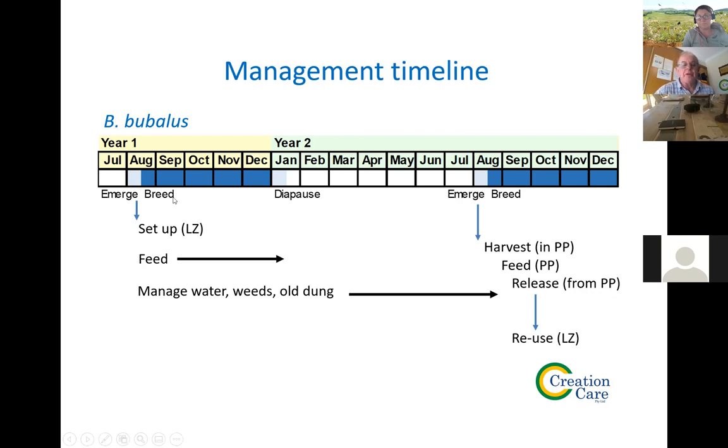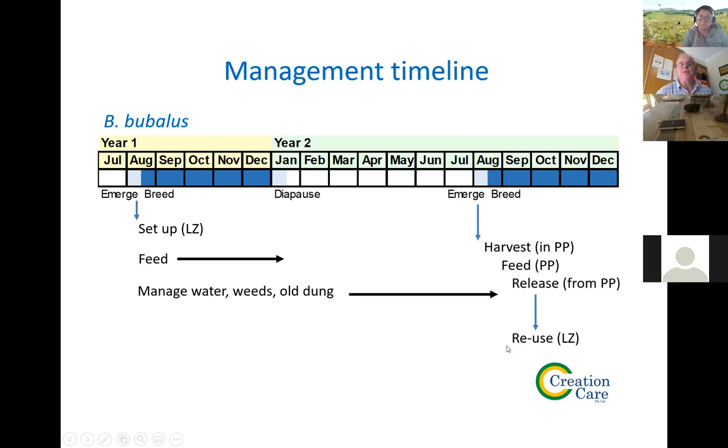So if you put the beetles from the LZ into the PP, before you actually release all the beetles from that PP, you can take a sample of another 100 beetles and put it with your LZ and start the whole process over somewhere else. You can build as many nurseries as you like, because you'll have thousands of beetles, or at least hundreds, we're not too sure. But the whole point is that you get a massive field release, but from that becomes your breeding stock and reusing that nursery.